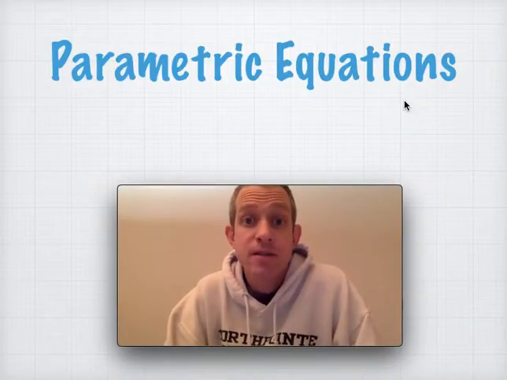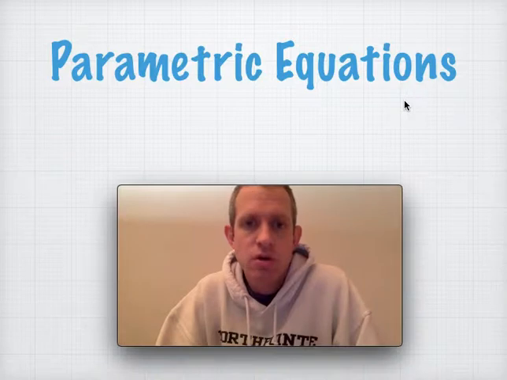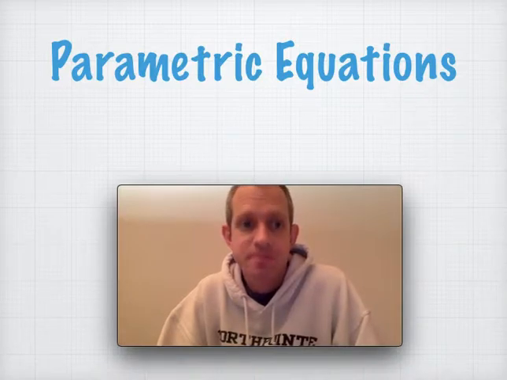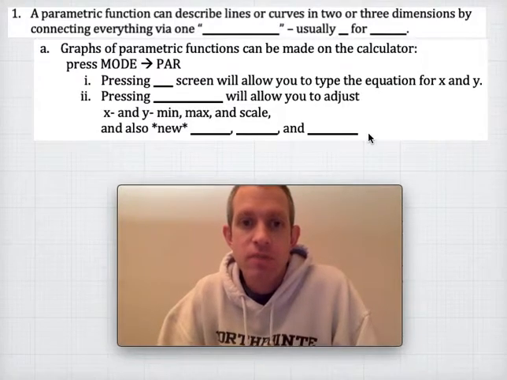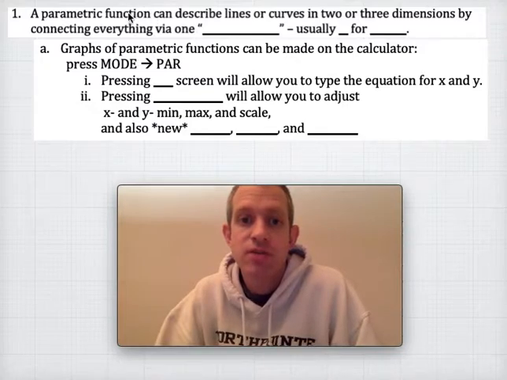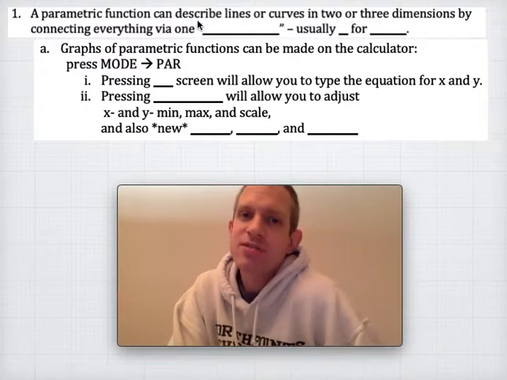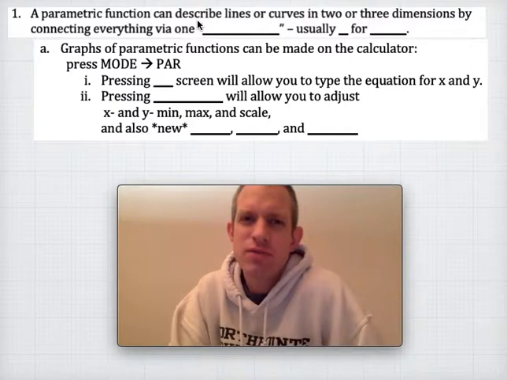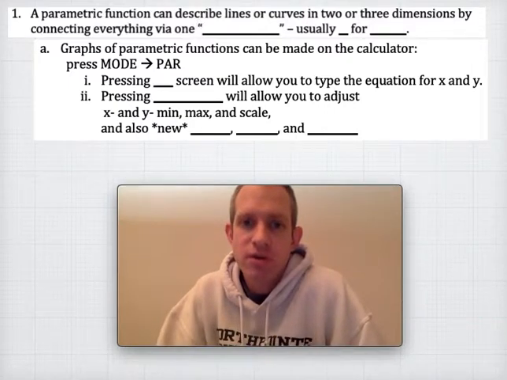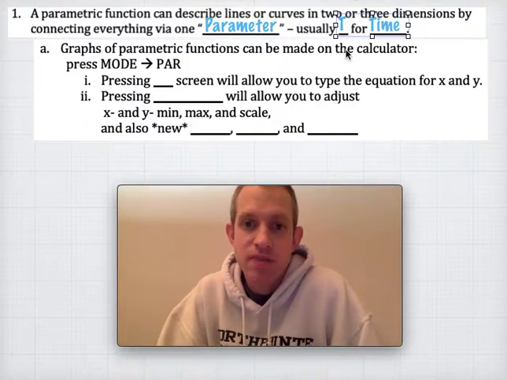Hey everybody. Today I want to show you about a new tool called Parametric Equations. So, a parametric equation or a parametric function can describe lines or curves using a new variable, a new parameter, if you will. And that parameter is usually the variable t because it typically stands for time.